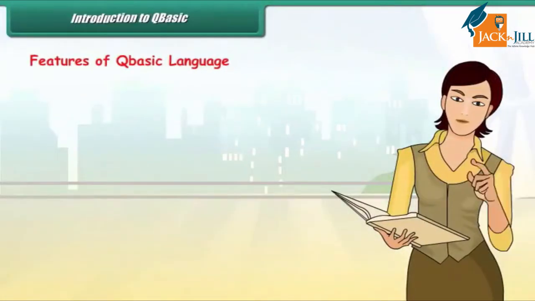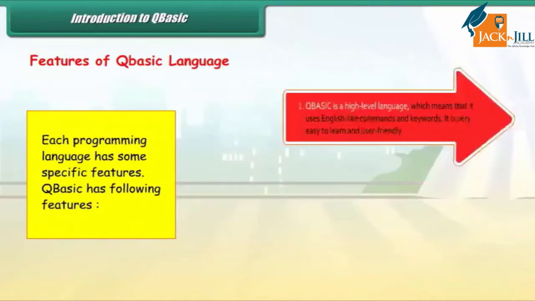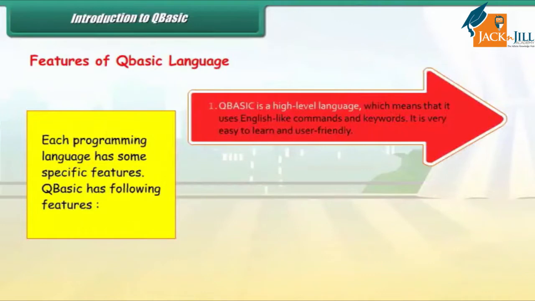Features of Qbasic language. Each programming language has some specific features. Qbasic has the following features. 1. Qbasic is a high-level language, which means that it uses English-like commands and keywords. It is very easy to learn and user-friendly.